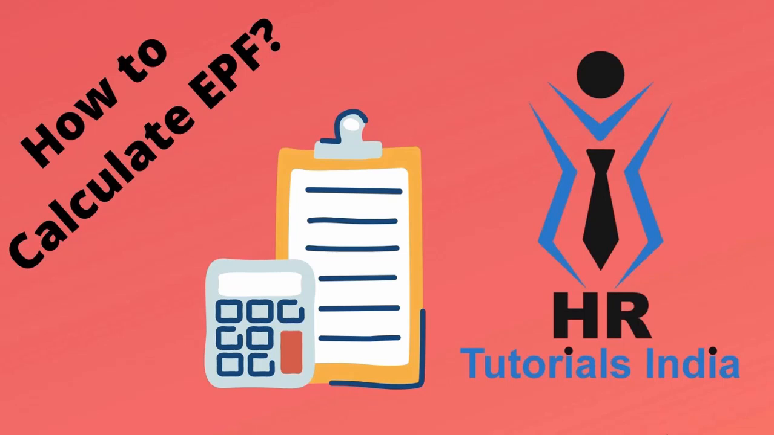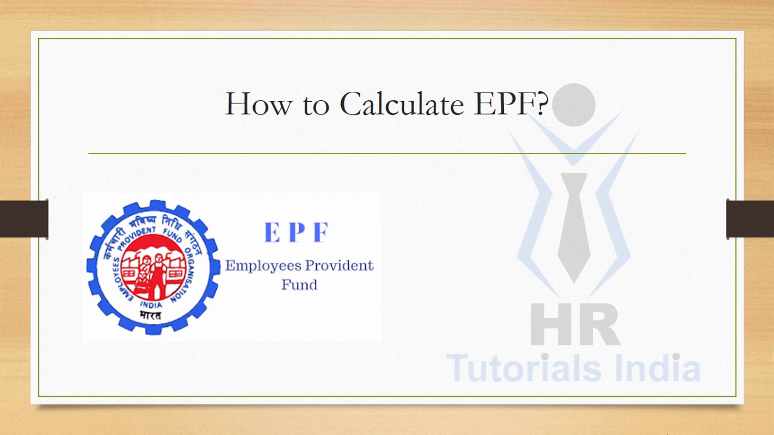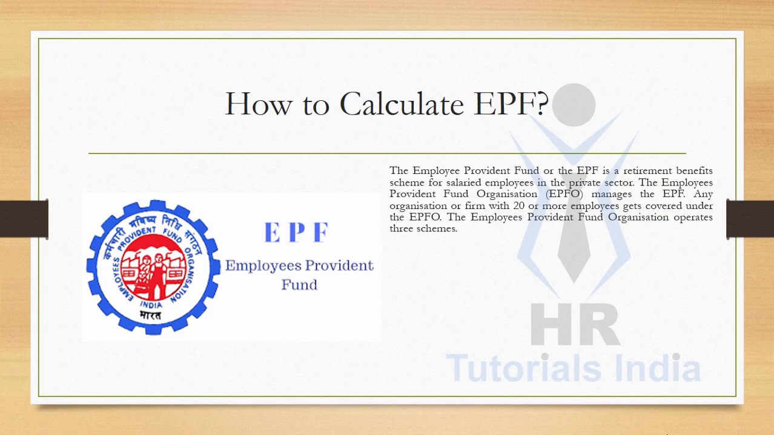In this video, we will be discussing how to calculate EPF or Employee Provident Fund. How to calculate EPF? Employee Provident Fund or the PF is a retirement benefit scheme for salaried employees in the private sector. The Employees Provident Fund Organization, EPFO, manages the EPF. Any organization or firm with 20 or more employees gets covered under the EPFO.